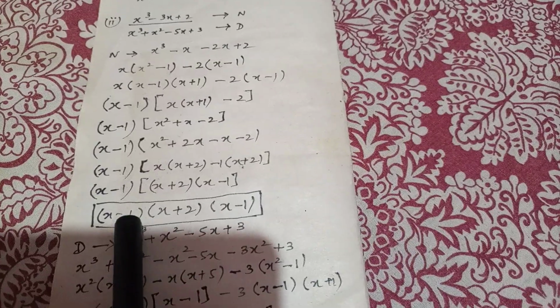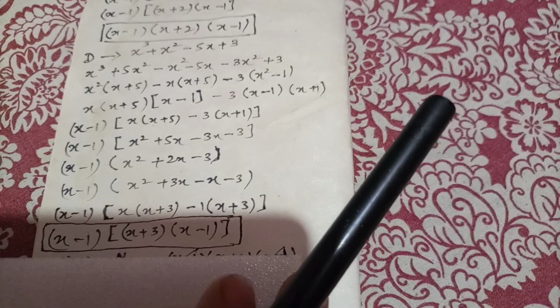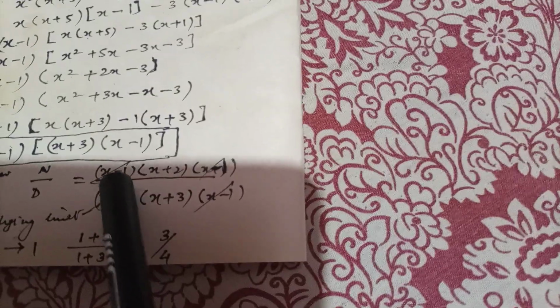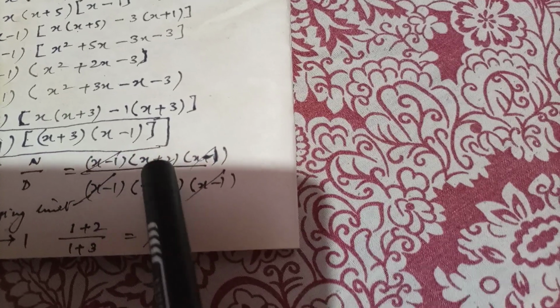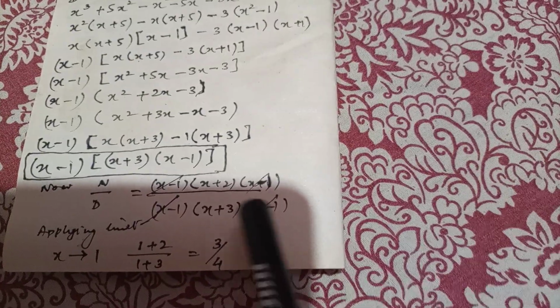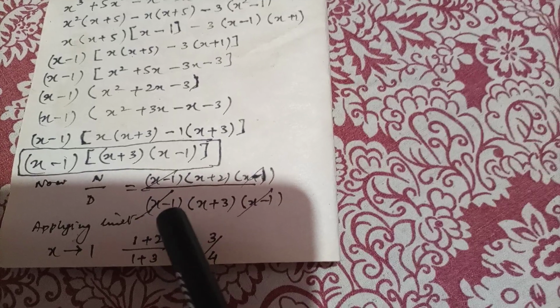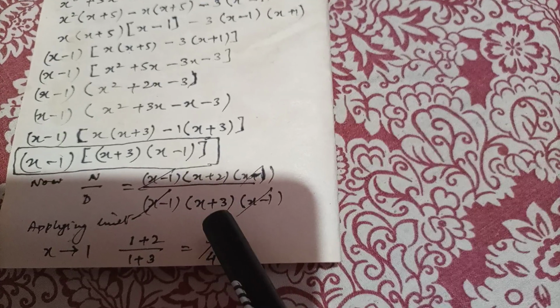We have calculated the numerator as x minus 1 into x plus 2 into x minus 1, and our denominator came as x minus 1 into x plus 3 into x minus 1. Now this numerator and this denominator will be divided to simplify both of them. So when I note them as numerator and denominator, the numerator was x minus 1, x plus 2, and x minus 1. The denominator was x minus 1, x plus 3, and x minus 1. Now we can see that these two x minus 1, x minus 1 can cancel each other. Likewise, these two will also cancel each other. So the remaining values will be x plus 2 upon x plus 3. Now this is the most simplified form.